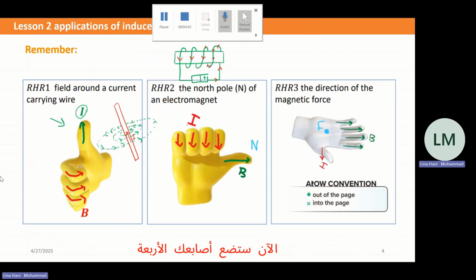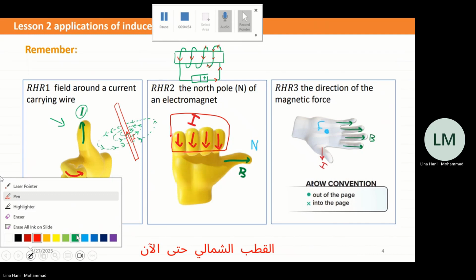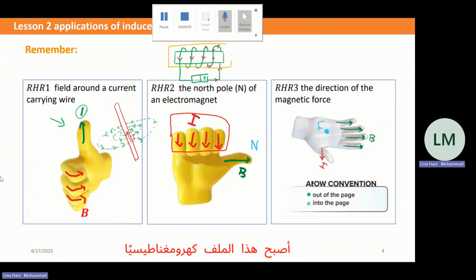Now you're going to put your four fingers in the same direction as the current, the one that you see in front of the iron core, and the thumb will point in the direction of the North Pole. So now this coil has become an electromagnet with a north and south pole. This would be the north pole, and this would be the south pole of this electromagnet. Because if you put your hand in the same position, the current is downwards, you'll see that your thumb is pointing towards the right. So this side right here of the electromagnet is going to be the north pole, and this side is going to be the south pole.